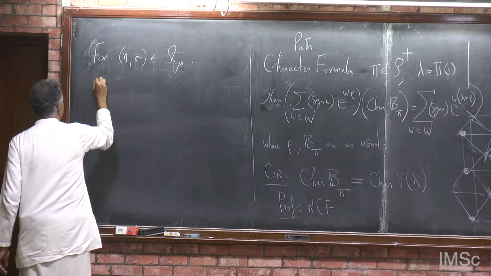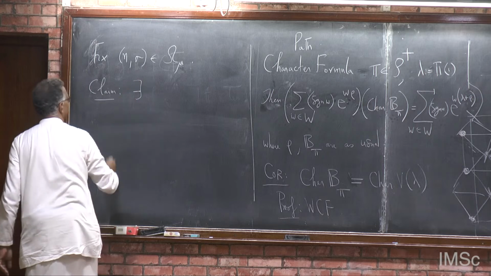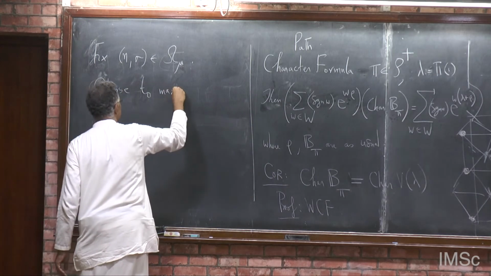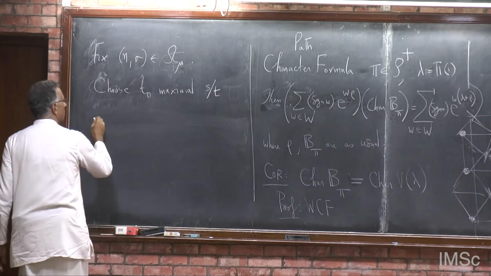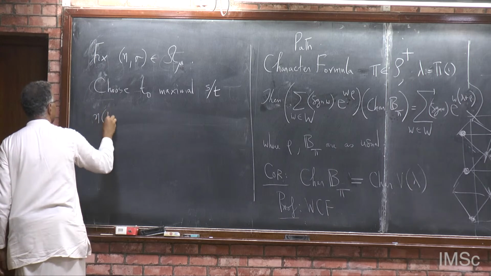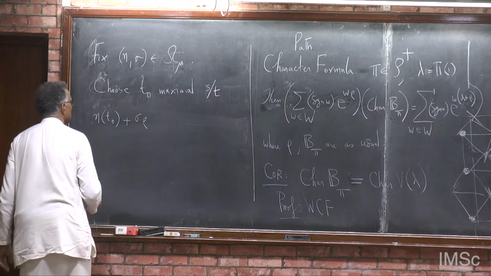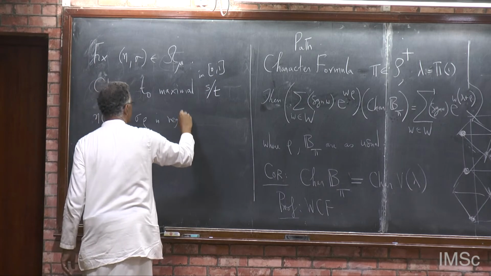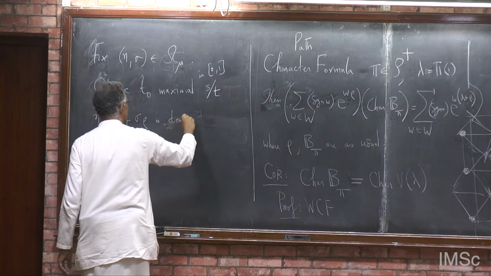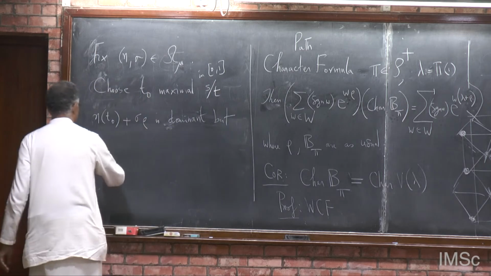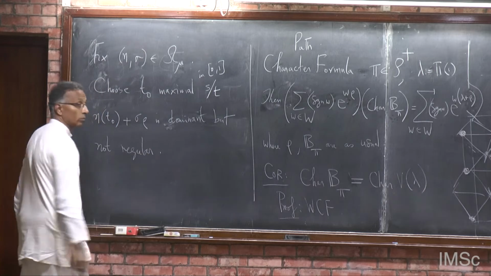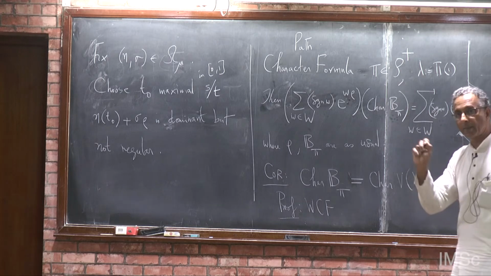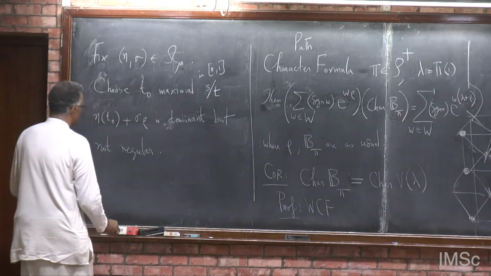So the claim is, here is something you have to prove. Claim: there exists, okay, so let us choose T naught maximal in 0 1 such that eta T naught plus sigma rho is dominant but not regular. Okay. Now, why should such a path exist? I gave this argument yesterday, but let me repeat.